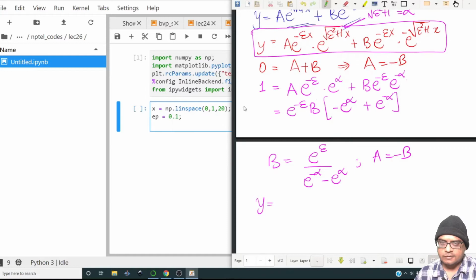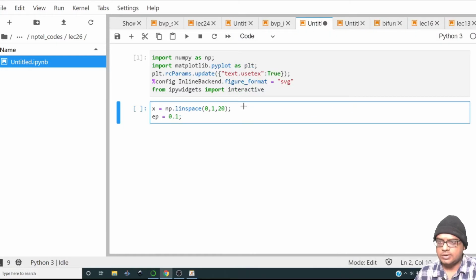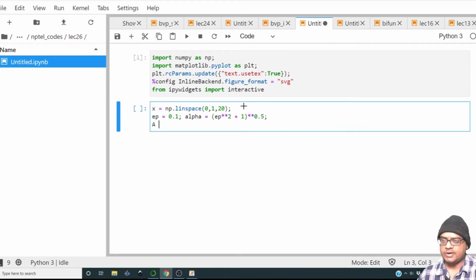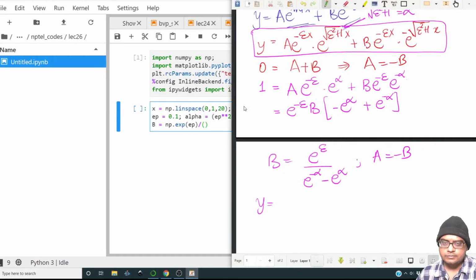Then what do we have? Let me define alpha as epsilon squared plus 1, raised to 0.5. Let me then define b equal to np.exp of epsilon, divided by e raised to minus alpha minus e raised to alpha.